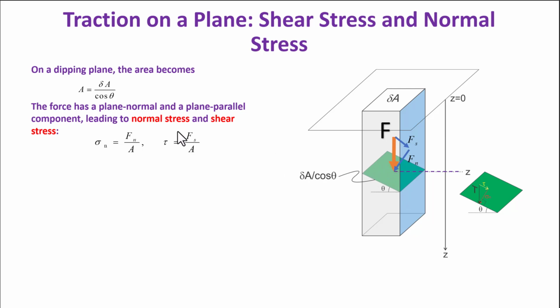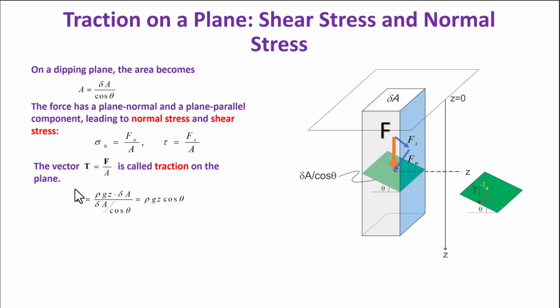Second, the total vertical force now has a plane normal component, Fn, and a plane parallel component, Fs. The plane normal component leads to normal stress. The plane parallel component leads to shear stress. So the total stress on the plane element is a vector called traction, T. T is the total force, which is a vector, divided by the area.